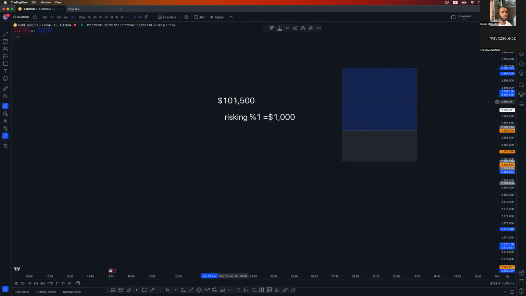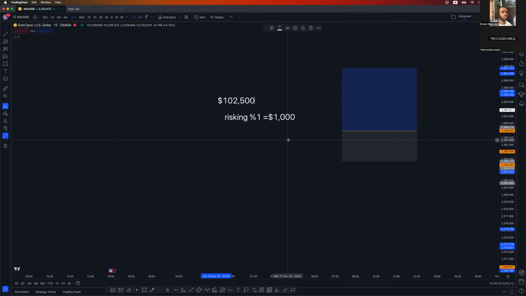Your profit will now be $2,000 if you win the trade. This is what your profit will now look like, $2,000, because you risked $1,000 in this one. You didn't risk $500 again.